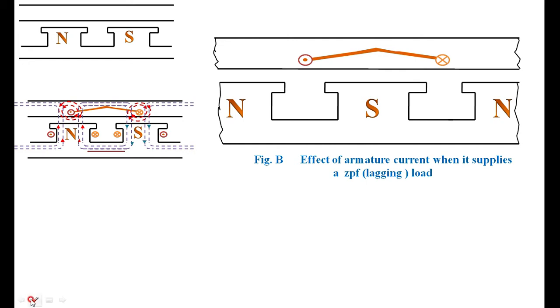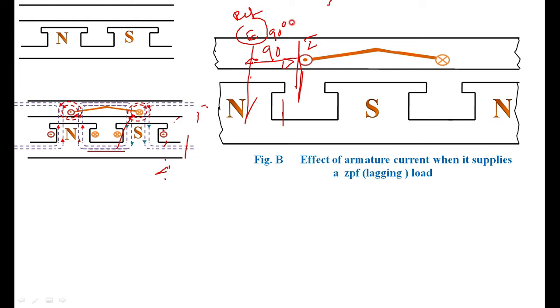Here it is 90 degree. What I mean is, that is the phase displacement, here it should be 90 degree. This degree is 90 degree because the current I lags E by 90 degree. Because this is the reference, with respect to it, I is lagging by an angle of 90 degree.